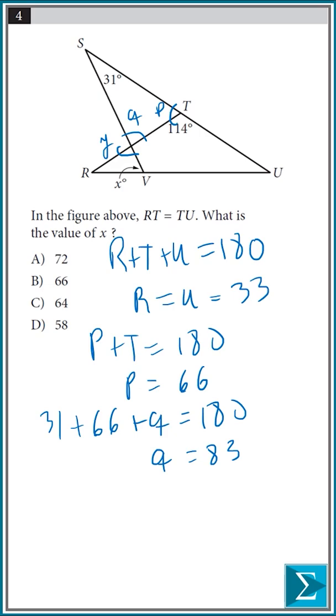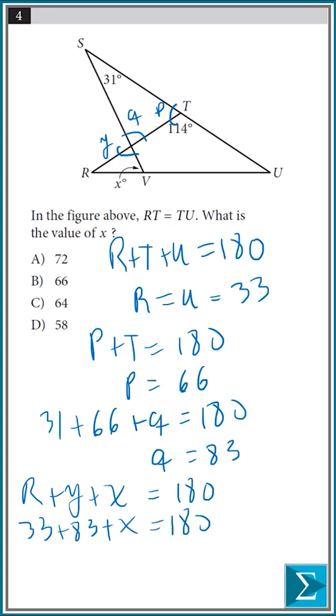Now we'll note that angle Y and Q are both vertical angles such that they are congruent. And using the already known value for R, I can set up a final equation such that R plus Y plus X are equal to 180 degrees. And substituting the values, we'll get 33 plus 83 plus X equal to 180, making X equal to 64 degrees.